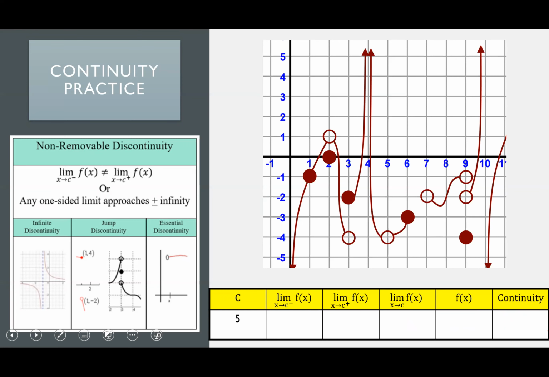Okay, I think you got this, but I'm going to keep going and finish this off through x equals 10. So, as fast as you can. 5, -4, -4, -4 does not exist, and removable. Awesome.